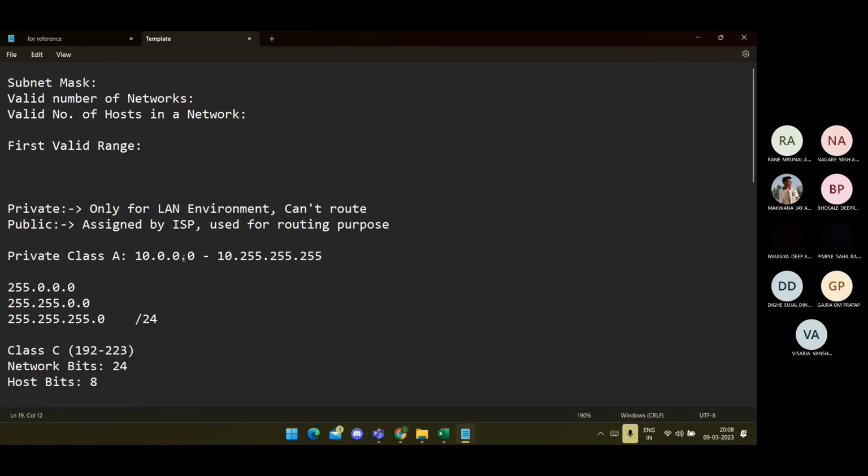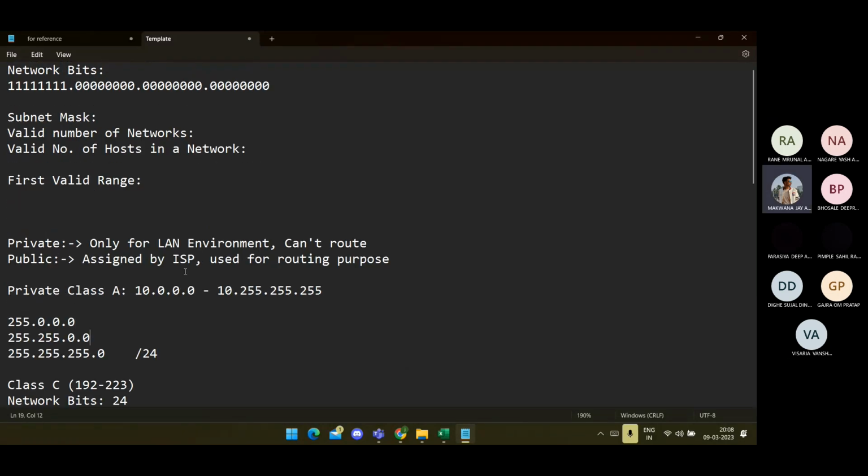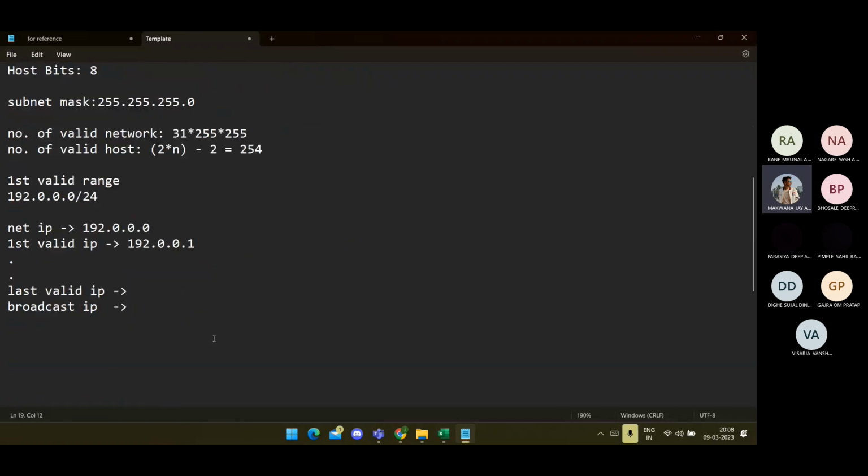192 dot. Yes. 192 dot. In 32.2. No, no. I said zero, these 3 octets will be fixed for network. Okay. We are only talking about host. If this is the IP address, what will be the range of IP address of this in class C.